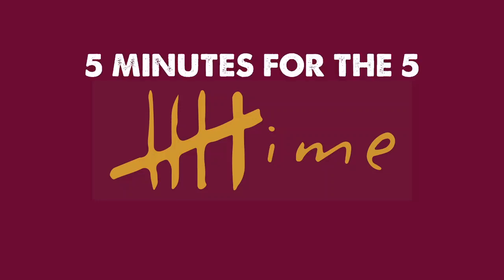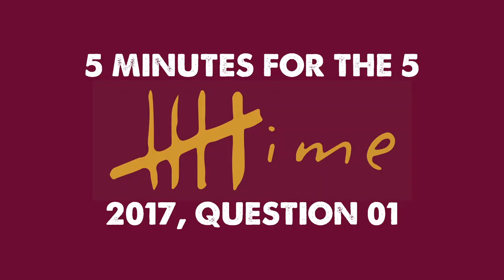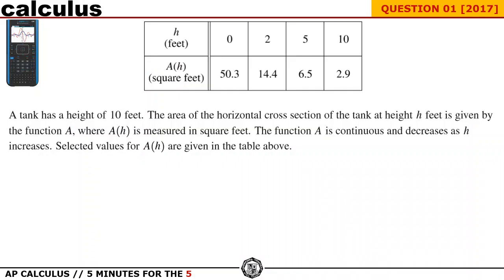Here we go. We are looking at question number 1 from the year 2017. This was a calculator-based question. Question 1 and 2 is always a calculator question on the AP test now. They give you this question where they tell you that a tank has a height of 10 feet, and they tell you the cross-sectional area of the tank, and select values for that area are given in this table. What we're going to be trying to do here is answer some questions regarding that information.